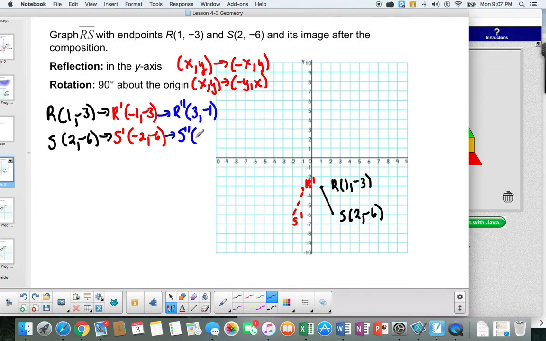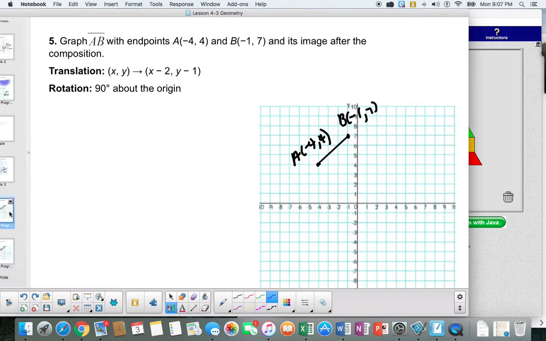S double prime, the rule is take the opposite of y and then leave your x alone. Let's go ahead and graph this, and this is going to be 3, negative 1 right here, and 6, negative 2. So this is r double prime and then s double prime. So you can see the look of turning 90 degrees here. So there was a reflection and then a rotation.